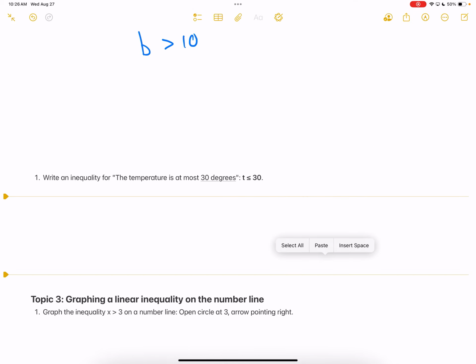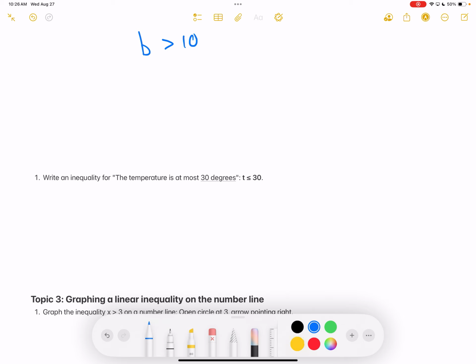So here's the hard one that I was talking about. The temperature is at most 30 degrees. So that's the highest point it can be. The highest point it can be is 30 degrees. So it could be anything less than or equal to that. So the temperature has to be less than or equal to that. So that at most is always less than or equal to. Those keywords like that, that's what gets confusing on these.